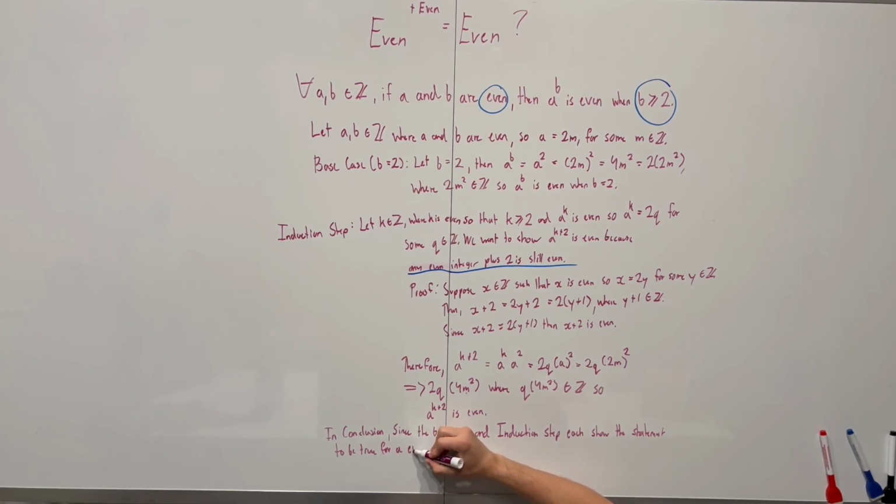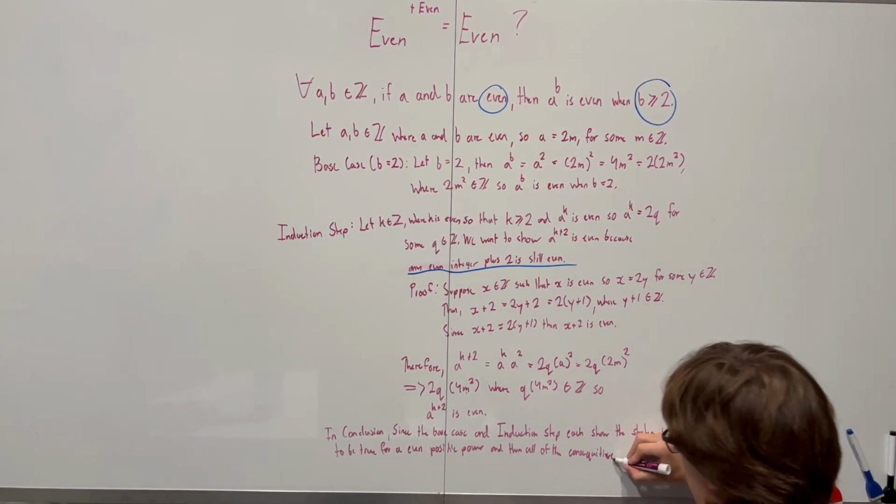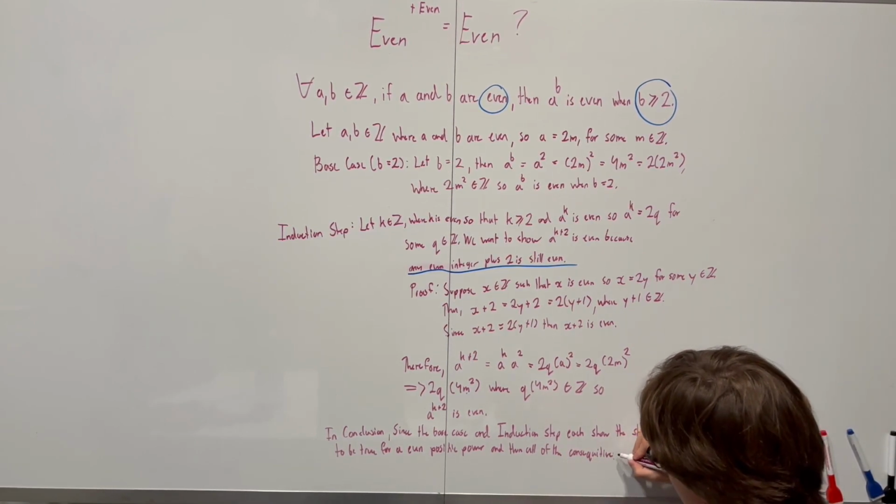a even positive power, and then all of the consecutive, oh, my spelling is getting a lot worse. I think that's how you spell that.